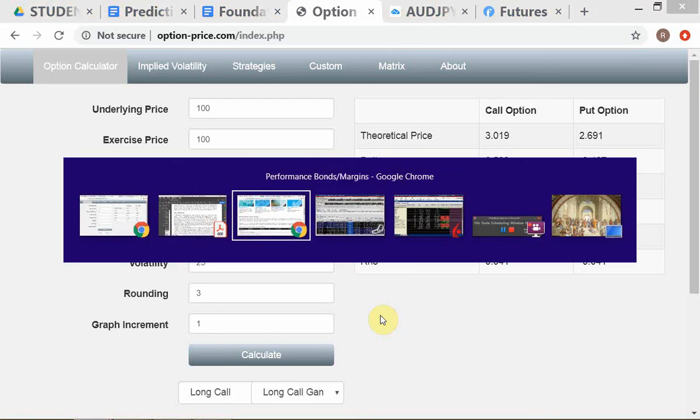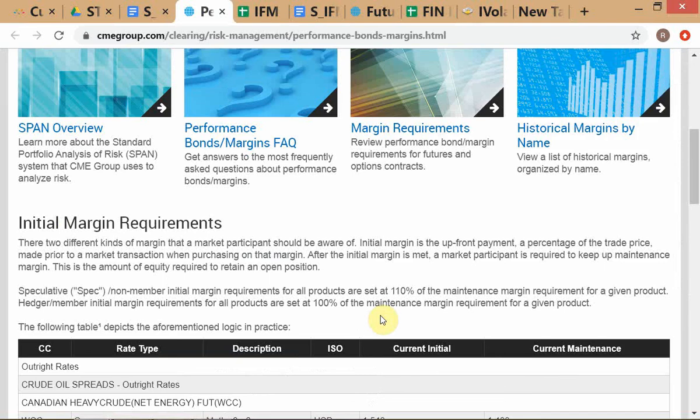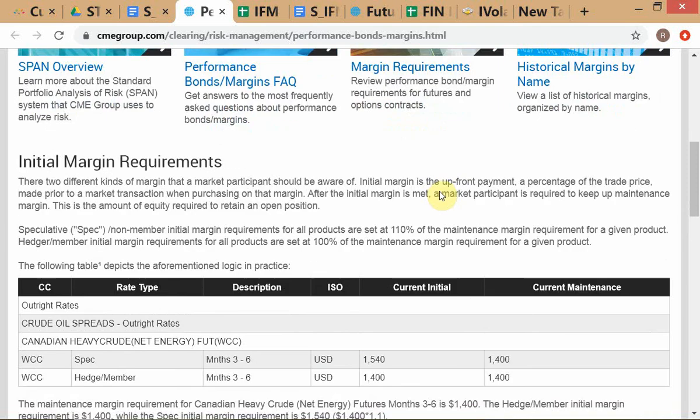So the initial margin, and the moment you hit the maintenance margin because you're losing money, the exchange will ask you to top up, go back to IM levels. You have to send the money again to top up to IM levels. Okay, this is clear.